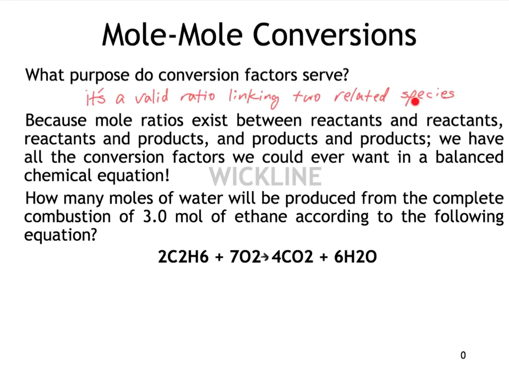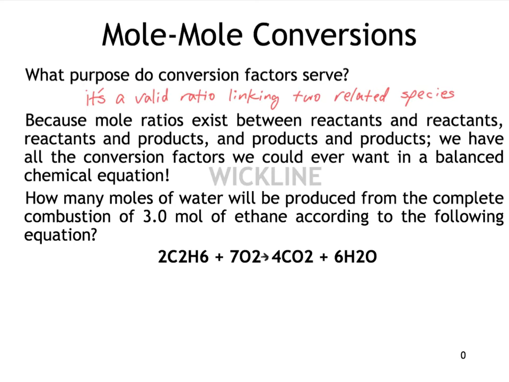And I'm conscious here that I may be using a new vocabulary word for the first time, and that word is species. In biology, you guys are all well aware of what species means, but in chemistry, species would just mean any unique set of substances. So like ethane is a species, oxygen's a species, carbon dioxide is a species, and water's a species.